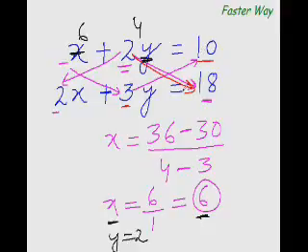All right. Now to find the denominator, all you need to do is multiply this with this. So 2 times 2 is 4, and 1 times 3 is 3. 4 minus 3 is 1. So x equal to 6, isn't it?